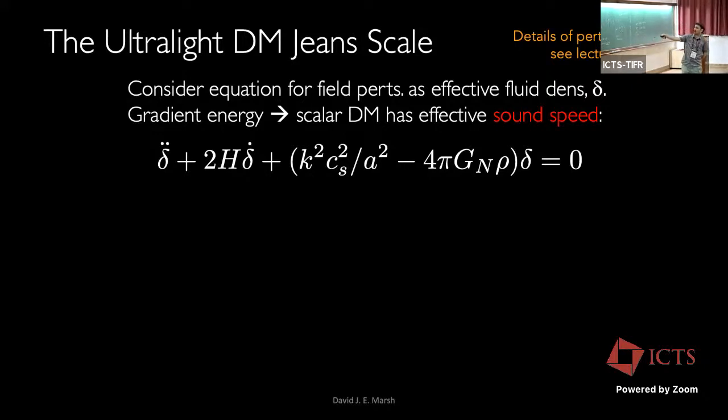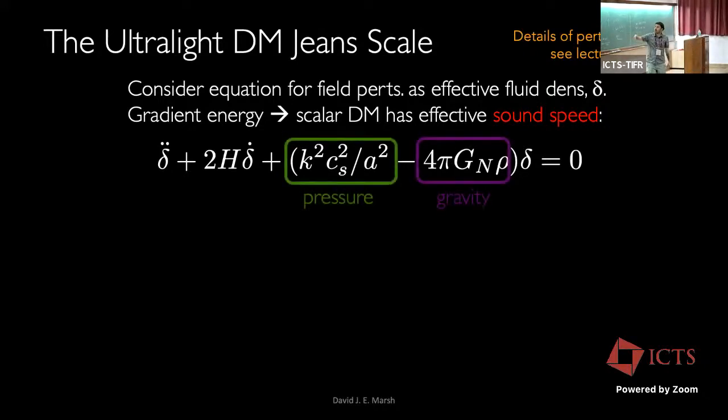This is the dark matter overdensity, delta rho over rho for dark matter in this field phi. It turns out to look like this: delta double dot plus 2H delta dot plus k squared c squared over a squared minus 4 pi G rho delta equals 0. You actually saw this equation already in one of the lectures today. It looks like the Jeans equation with a pressure term and a gravity term. The gravity term wants to make overdensities grow. If the pressure were 0, the overdensities would grow like a, the scale factor. This is linear growth of matter fluctuations, which you probably saw in the lecture on cosmological perturbation theory.